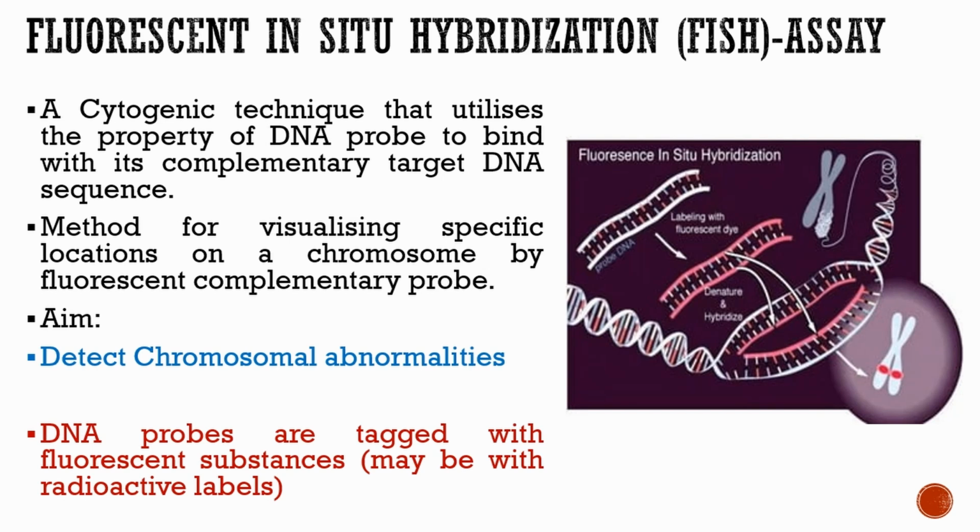What is the FISH technique? FISH, or fluorescent in situ hybridization assay, is a cytogenetic technique that utilizes the property of a DNA probe to bind with its complementary target DNA sequence. It is a method for visualizing specific locations on a chromosome by a fluorescent complementary probe. Basically, it aims to detect chromosomal abnormalities. DNA probes are tagged with fluorescent substances, which may be a radioactive substance.